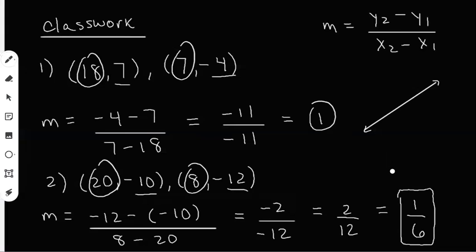1/6 is a positive fraction, so your line is going to go up as you go from left to right. It's going to do it at a slower pace, though, since it's 1/6. So it'll look more like this. It'll have a nice gentle slope compared to the first one because 1/6 is less than 1, if that makes any sense to you. All right, so let's do 3 next, and then I'll let you do 4 through 10 on your own.